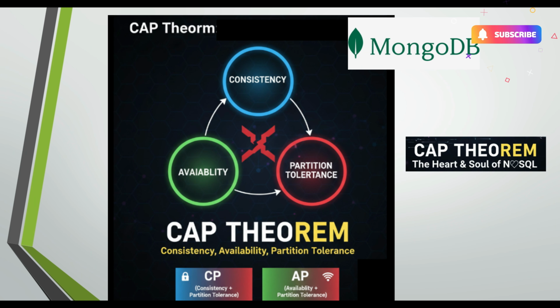So CAP theorem, let's understand what exactly the CAP theorem is and what CAP stands for. The very first thing: C stands for consistency, A stands for availability, and P stands for partition tolerance. The CAP theorem is like the heart and soul of NoSQL, where it tells you what needs to be done when it comes to consistency, availability, and partition tolerance, and the combination of these forms the CAP theorem. So let's look into it.